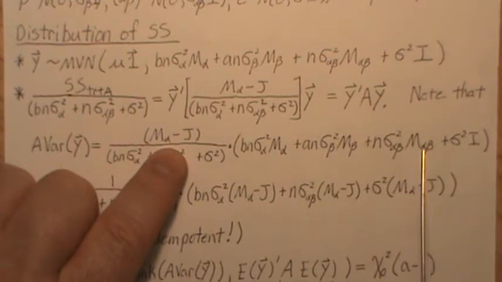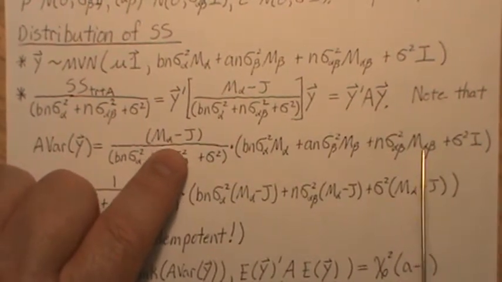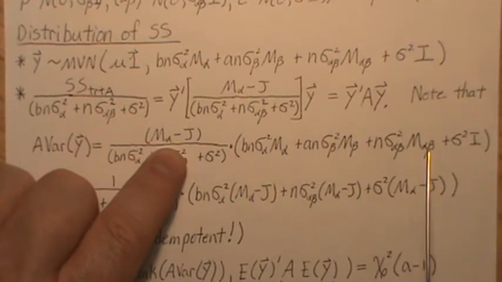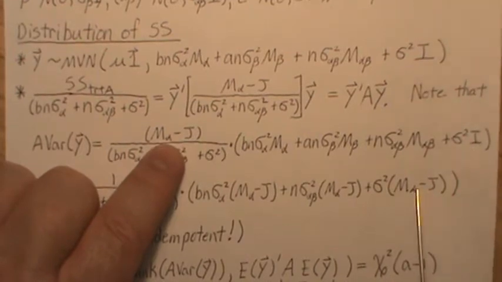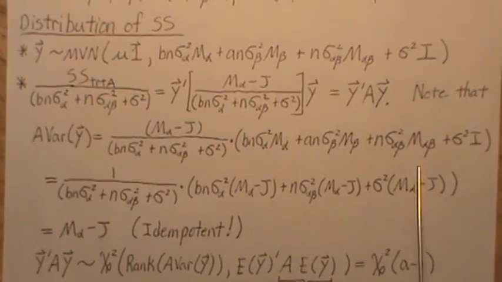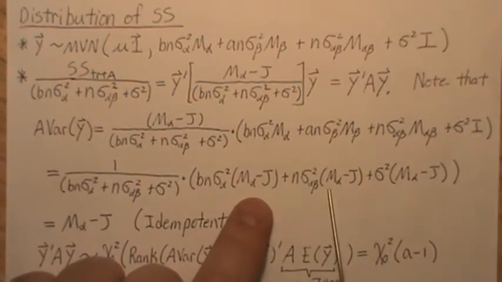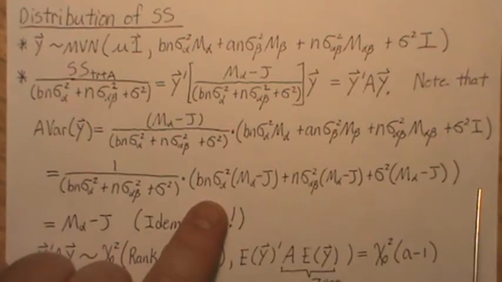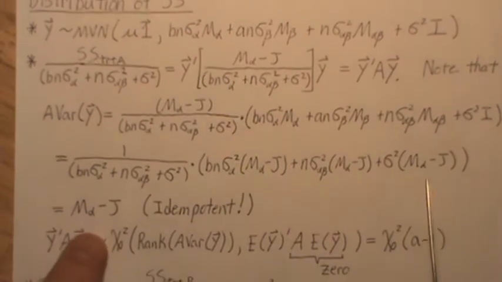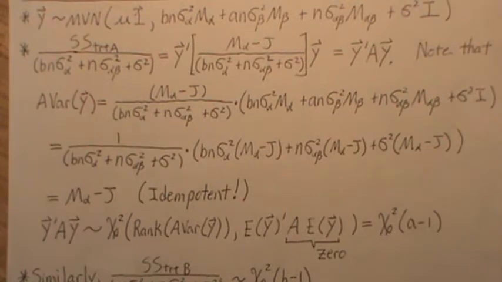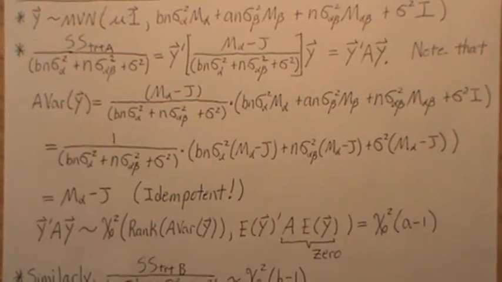This term, the M alpha minus J is a subset of M alpha beta, so it projects it back onto itself, and then I times it, you just get this back. Now, if we factor out an M alpha minus J, then we're left with these constants, which cancel with those, and we're just left with M alpha minus J, which is an idempotent matrix. So that assumption of the theorem works.